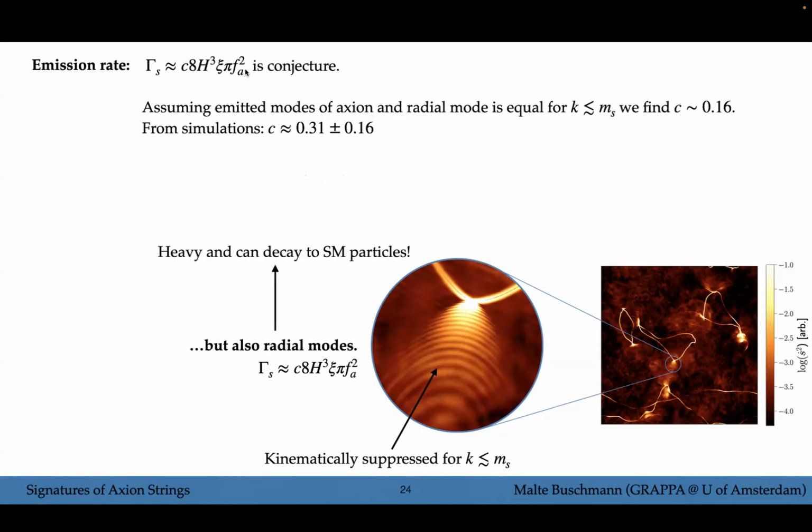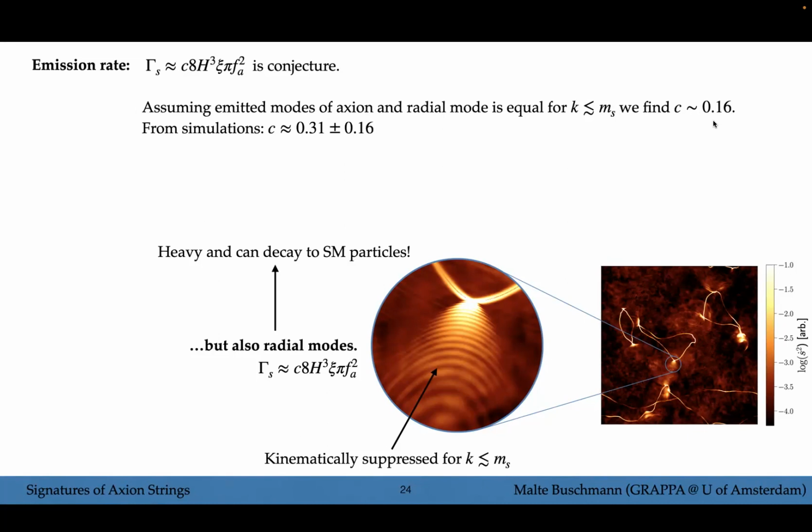This formula over here is a conjecture. In particular, we don't know per se what this numerical factor C over here is, the prefactor, the normalization of the emission rate. We can estimate it through analytic or semianalytic means. So what we did is, for example, we assumed that the emitted modes of axion and radial mode are equal below, for k smaller than the mass, and above it, it's not present essentially. And we just studied your normal straight string, and we used that to estimate what C would be, and we found a number of 0.1 once we integrated over the different modes.